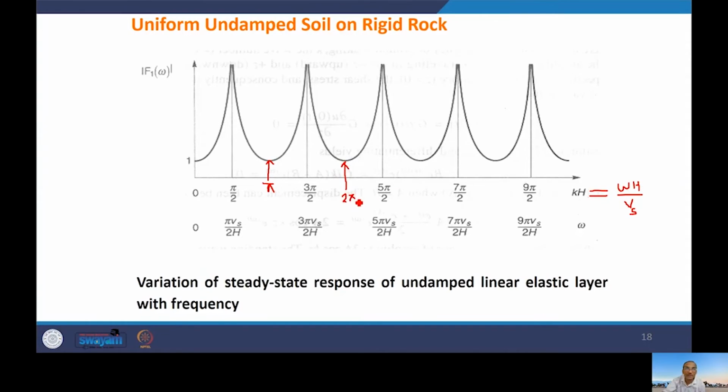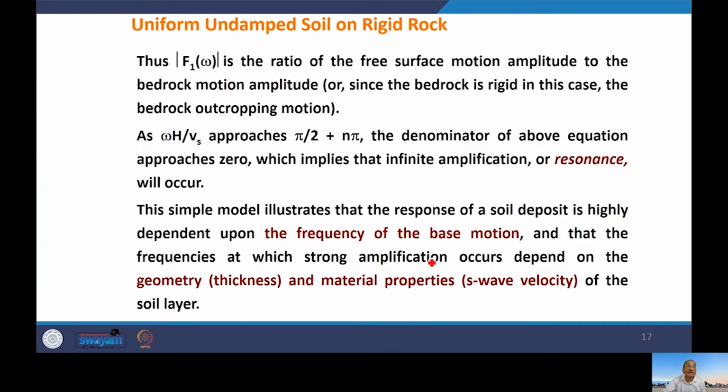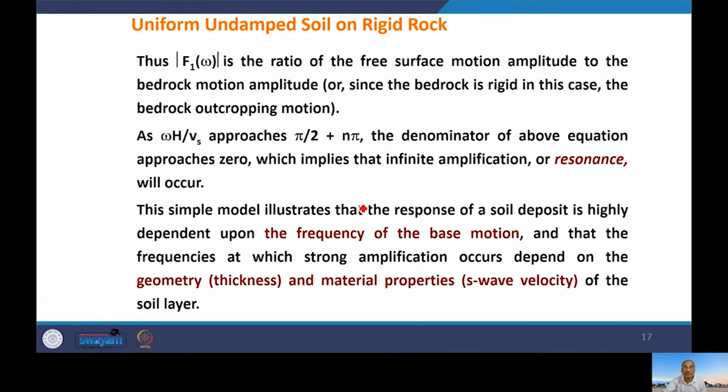So again, these are the points. Here, let's summarize it. Thus, f1 omega is the ratio of the free surface motion amplitude to the bedrock motion amplitude, which we have already discussed. As the value of omega h over Vs approaches pi by 2 plus n pi, the denominator of the above equation becomes 0, which implies infinite amplitude.